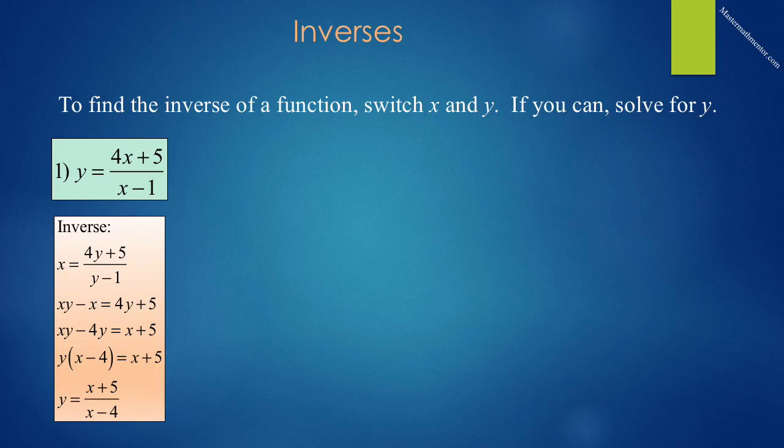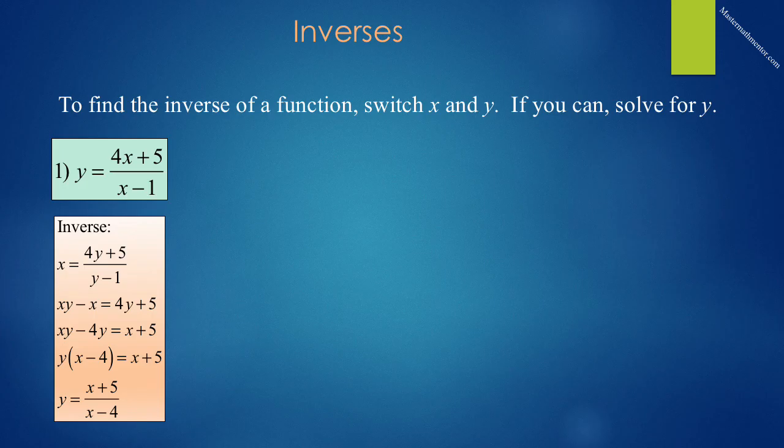So, if we have the function y equals 4x plus 5 divided by x minus 1, the inverse is simply x equals 4y plus 5 over y minus 1. In this case, we can solve for y. We cross multiply and get xy minus x is equal to 4y plus 5. Getting all the y's to one side, we get xy minus 4y is equal to x plus 5.